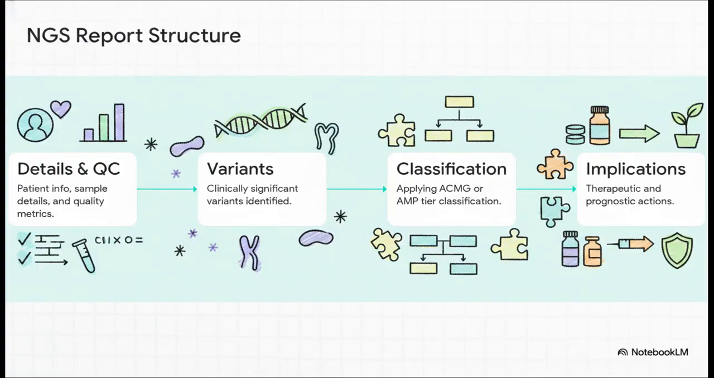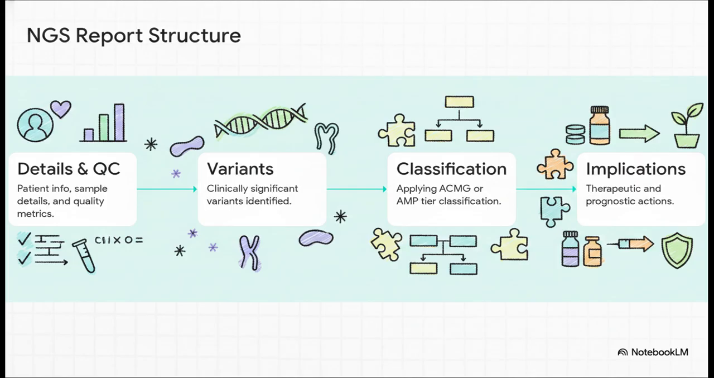Finally, step 6, the final report. After all this rigorous, complex analysis, we finally reached the conclusion of our investigative journey. The final clinical NGS report synthesizes everything into one critical document that lands right on a doctor's desk. It follows a very deliberate structure. It starts with the basics, patient info, sample details, and crucially, quality metrics to prove the test actually worked properly.